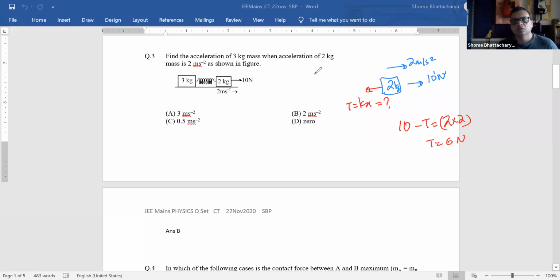6 newtons. So now you make the 3 kg block's free body diagram, and you understand that on that there is a tension acting in the opposite direction, because the spring is stretched. So it will have some acceleration, let's say a2. So that T will be equal to m2a2. So this 6 newton force will become equal to the mass, which is 3 kg, into the unknown acceleration. So from that we will get the acceleration.